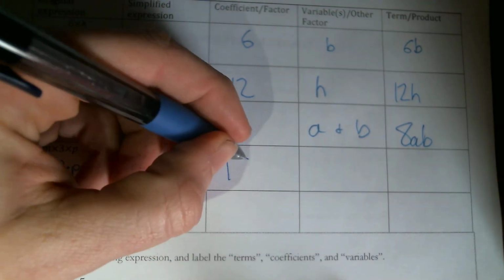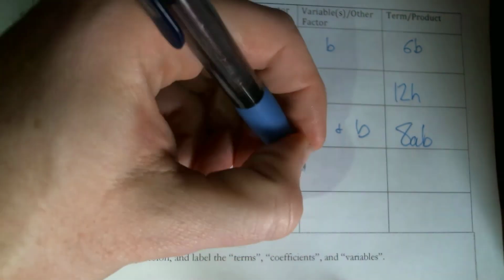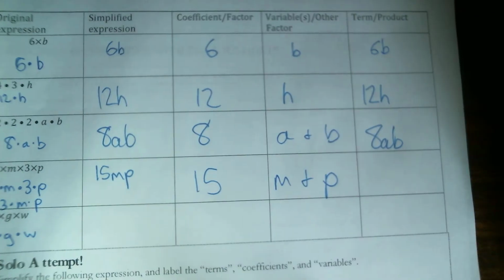So here my coefficient is 15. My other factors, my variables, are m and the letter p, and of course my whole chunk of stuff. My whole term is 15mp.